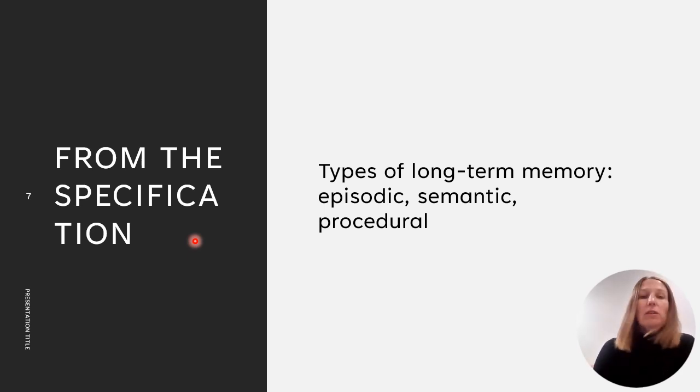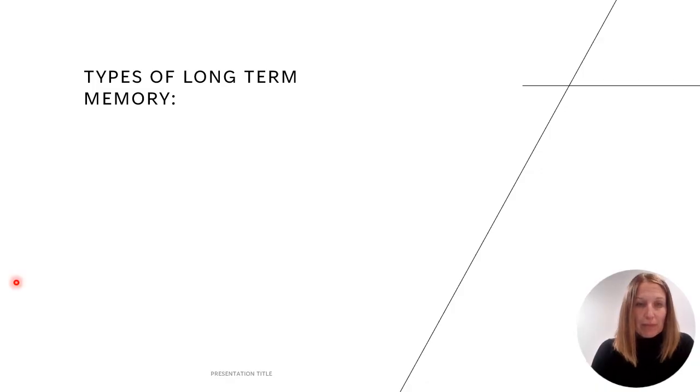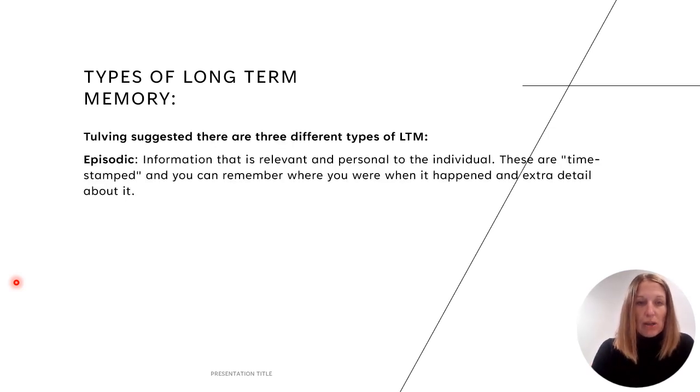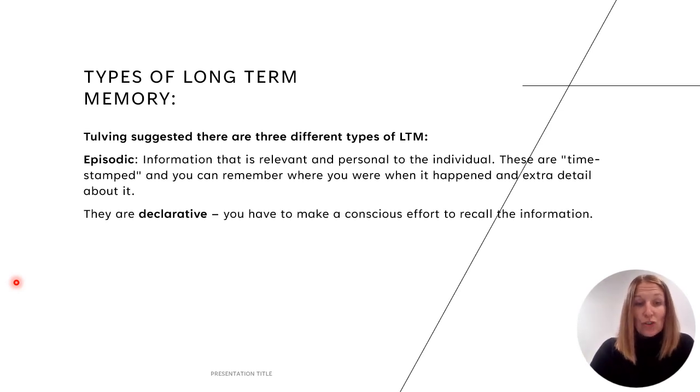So this is going on to, from the specification, types of long-term memory: episodic, semantic and procedural. That was developed by Tulving, who said that there are these 3 types of long-term memory. The first one is episodic. That's information that is relevant and personal to the individual. They're time-stamped, so you can remember where you were when it happened and any extra detail.